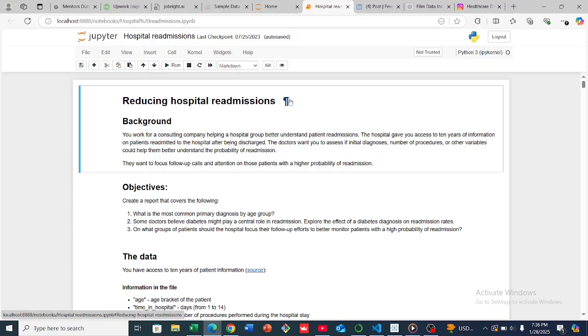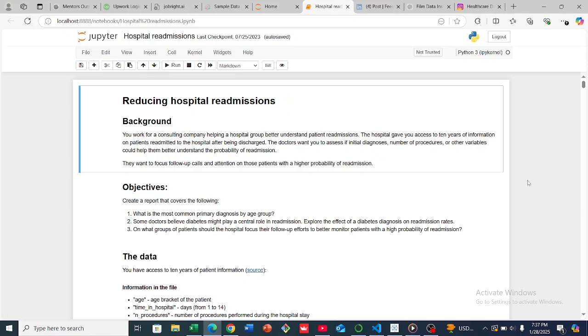Some of the objectives we'll be tackling: we want to create a report that covers the following. First, what is the most common primary diagnosis by age group? Second, some doctors believe diabetes might play a central role in readmission, so we want to explore the effect of a diabetes diagnosis on readmission rates. And lastly, we want to look at which groups of patients the hospital should focus their follow-up efforts on, to better monitor patients with a high probability of readmission. So those are our objectives for this project.